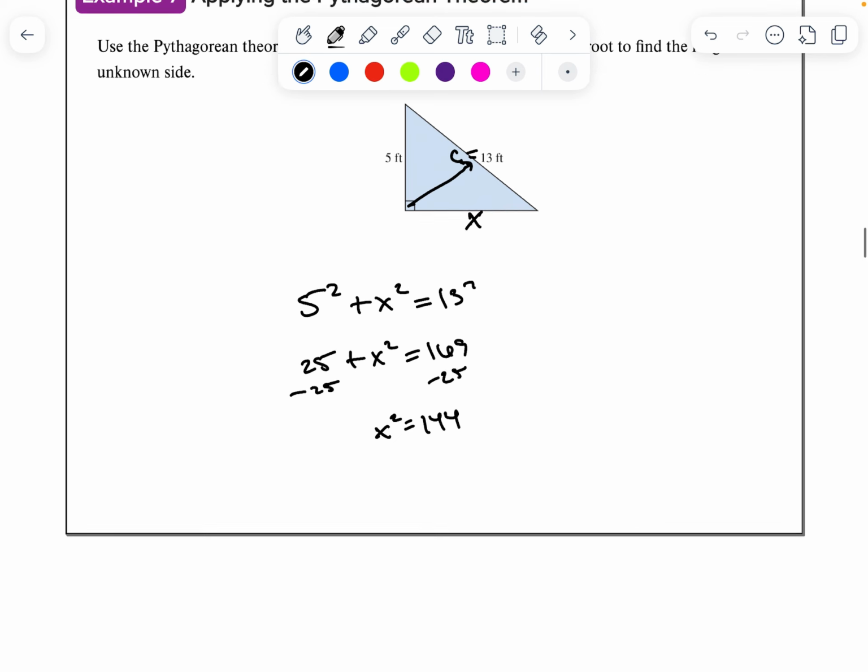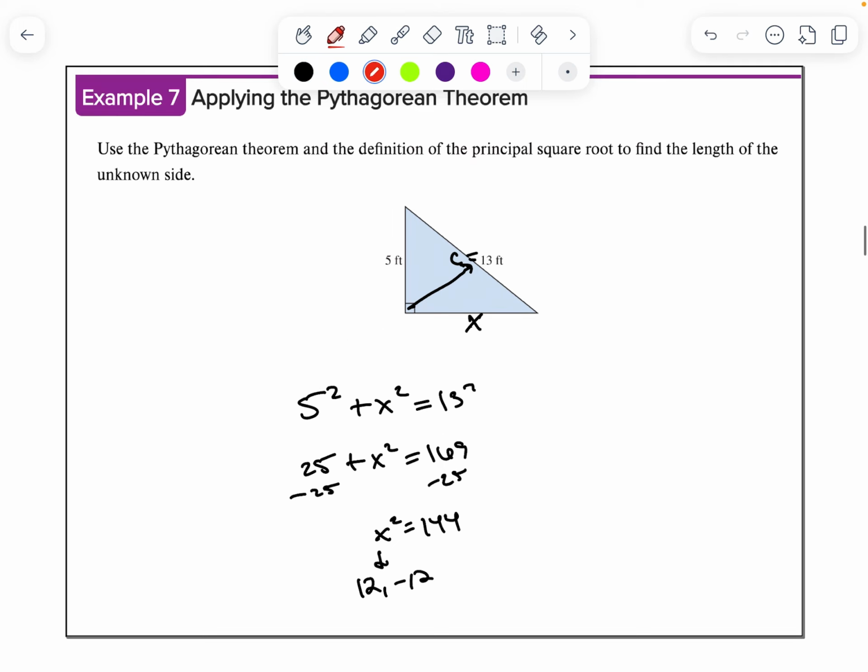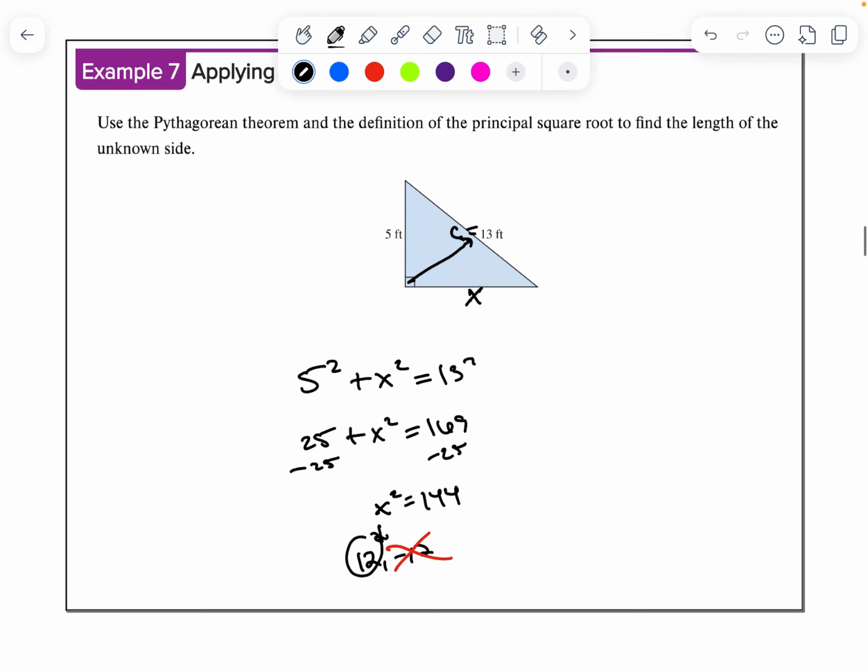What number squared equals 144? This is just like we were doing at the beginning, the very first slide. What number squared equals 144? Well, it could be 12 or it could be negative 12. But since I'm talking about a triangle here, a physical object, I'm not going to keep a negative 12. I'm just going to say x must be 12. The missing side must be 12 units long. Here, 12 feet long.